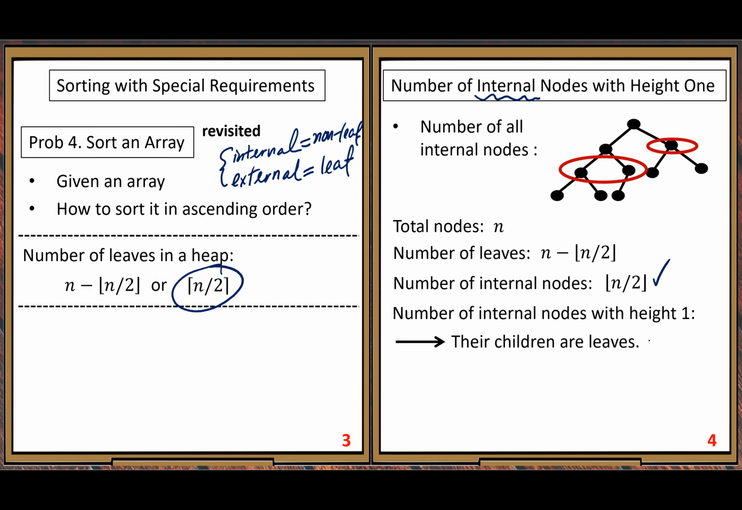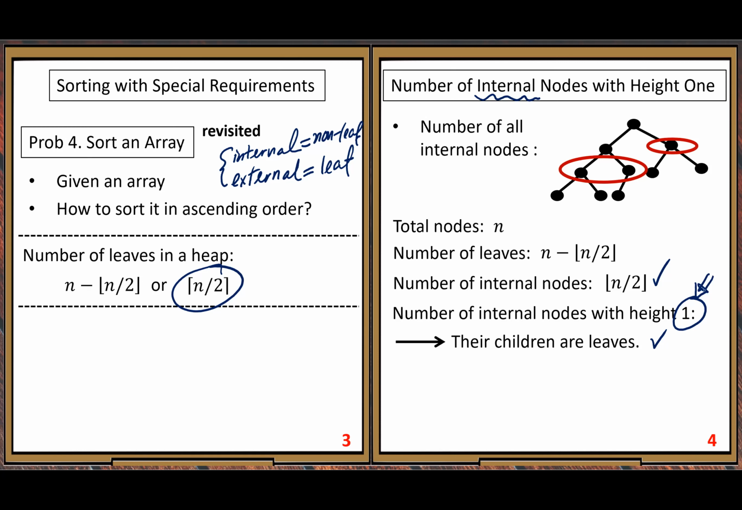Here, I use this sentence. Their children are leaves, right? First, they must have children because they are internal nodes. All internal nodes must have at least one child, right? But in order to describe height 1, we know their children must be leaves. That addresses the condition. Their height must be 1.